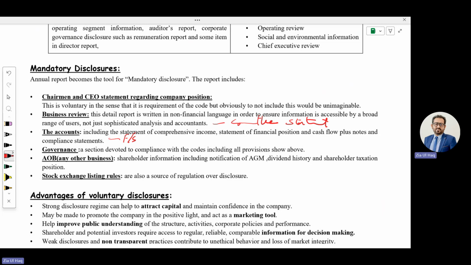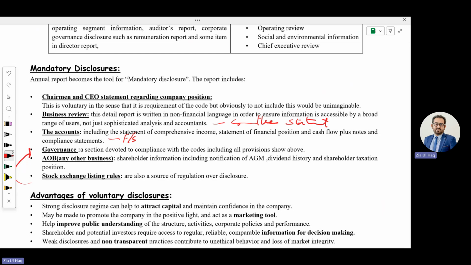AOB, any other business, means if the business has invested somewhere else, in any property or any other company, or if the business is generating any income other than its normal business activities, that is any other business that you can disclose. And the stock exchange listing rules will be covered under governance. These are the mandatory disclosures that must be provided in the annual reports.